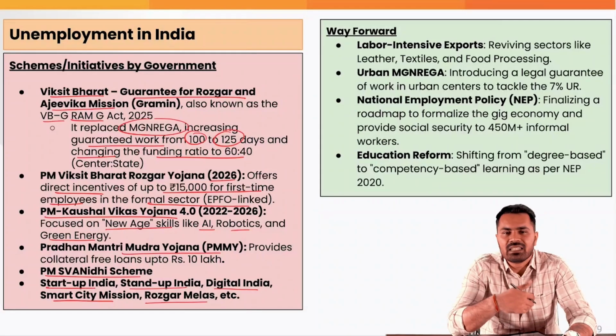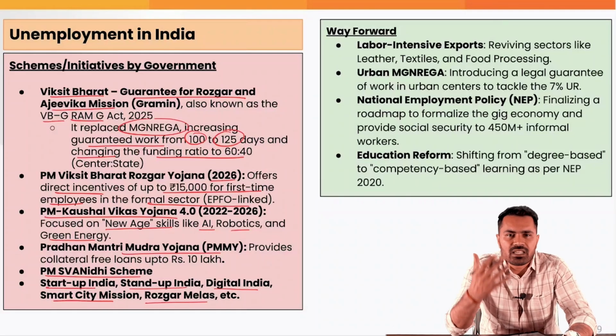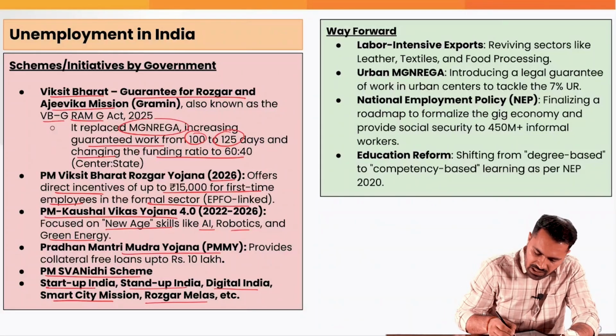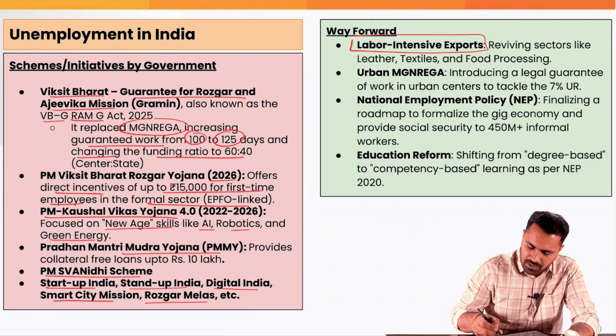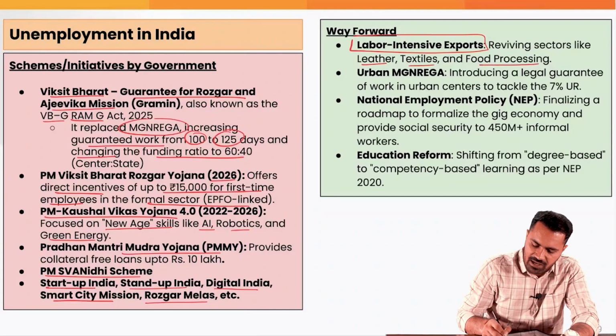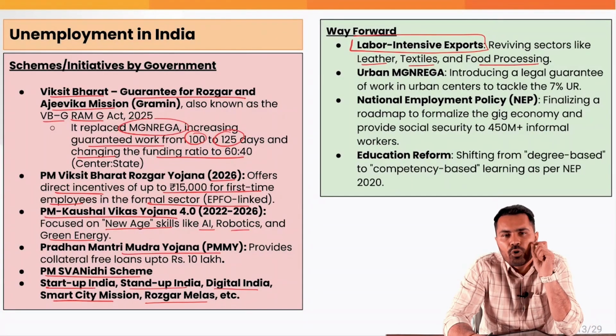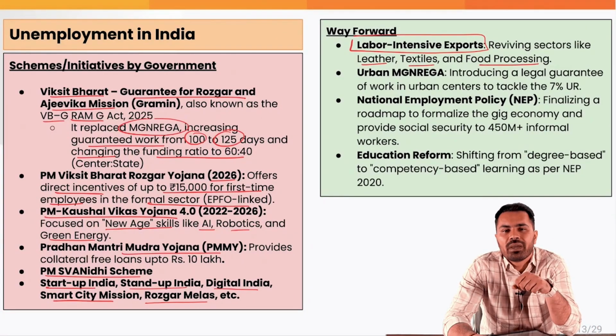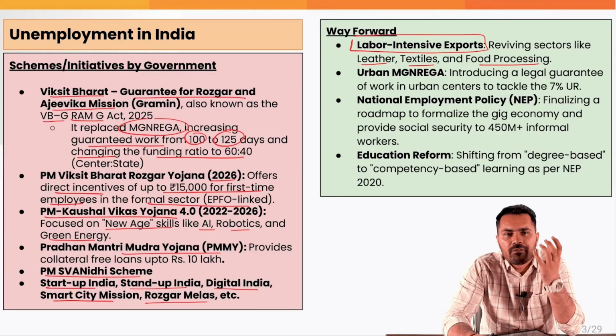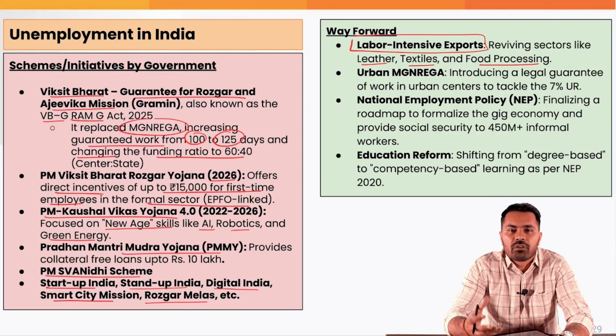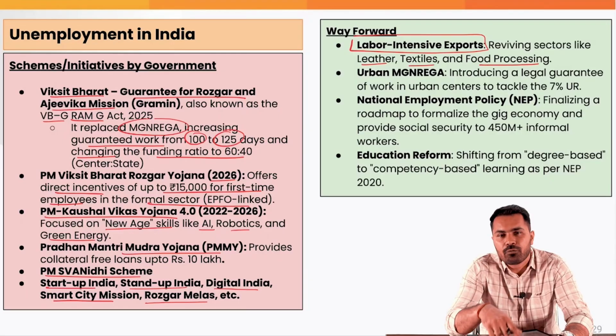If this is still not sufficient, we are facing a lot of unemployment issues, so more needs to be done, and it can be done in the form of promoting labor intensive export sectors. For example, sectors like leather, textile, and food processing can employ a huge amount of population including women, and this can be a good revenue potential for our country. We can export a lot in leather, textile, and food processing.